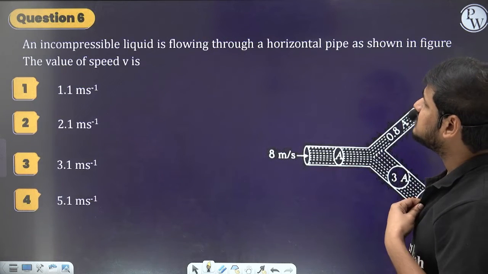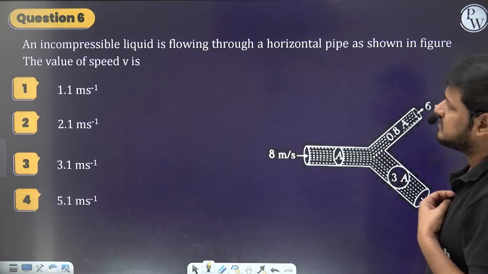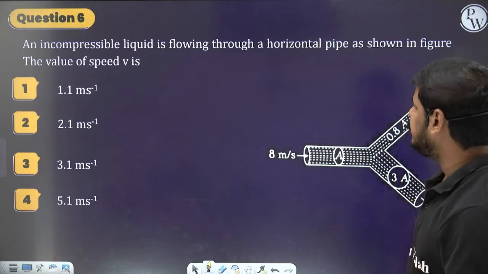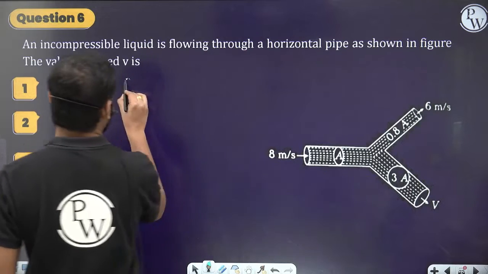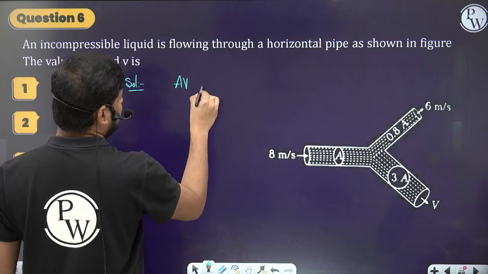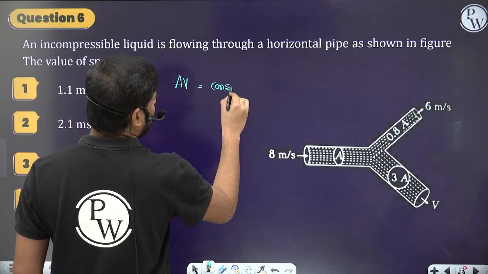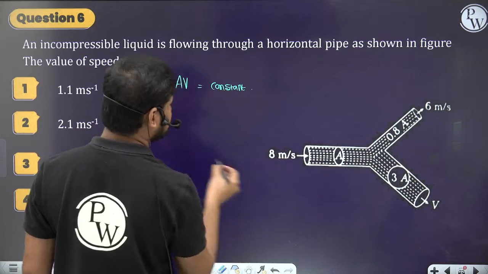An incompressible liquid is flowing through a horizontal pipe as shown in the figure. So the value of speed V is, see here, same concept. So the A into V should be constant. So what does that mean? Here the cross sectional area. So what's the cross sectional area here?